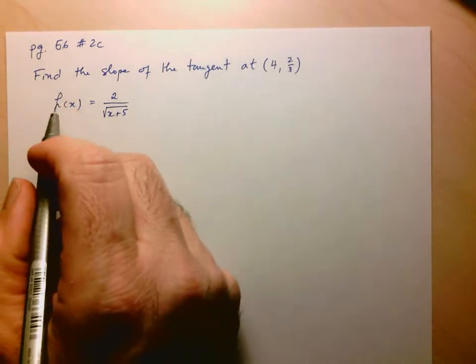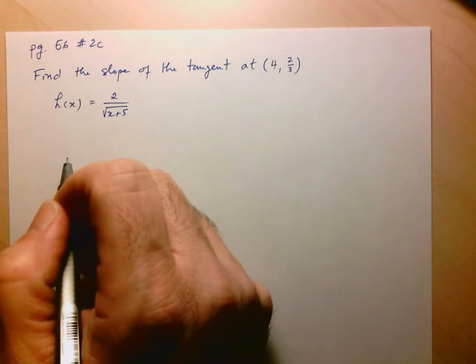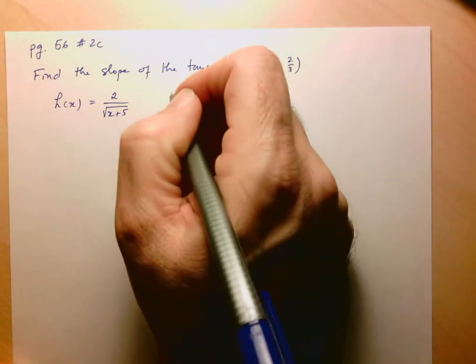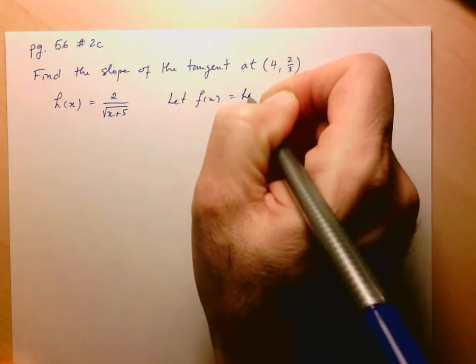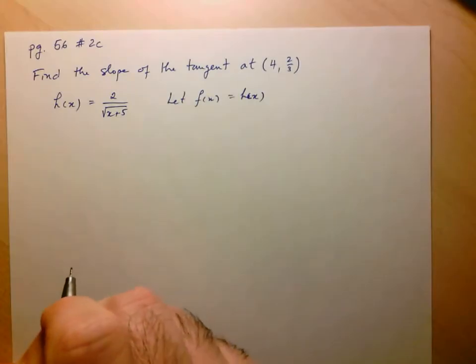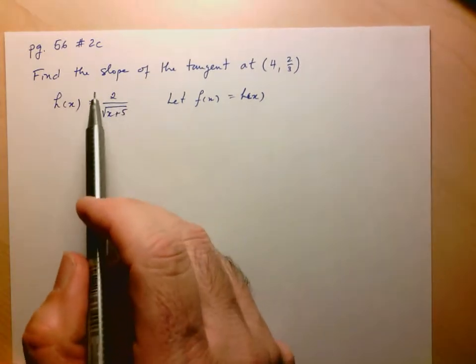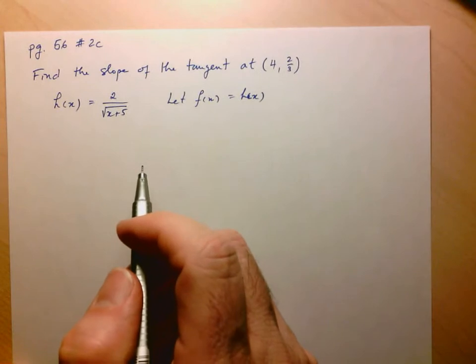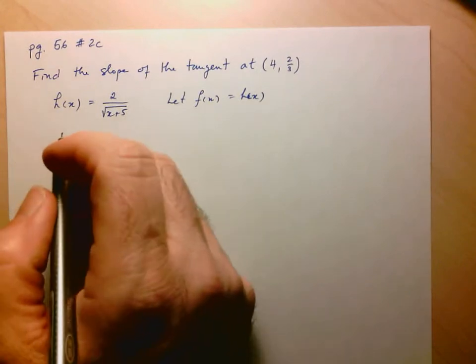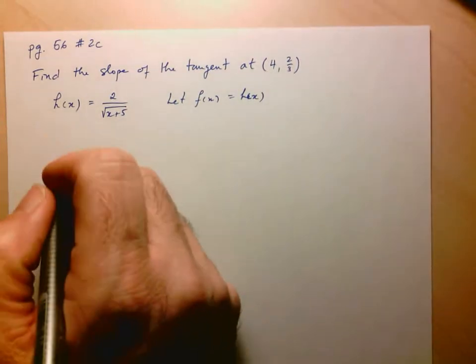Now because I don't want to confuse this h with the h in my derivative formula, I'm going to say here let f of x be equal to h of x. Just so that I don't have any confusion there. Now one thing we could do is find the derivative function and then input x equals 4 to get the derivative at that point, or we can just find the derivative at that point directly. So I think that's what I'm going to do.